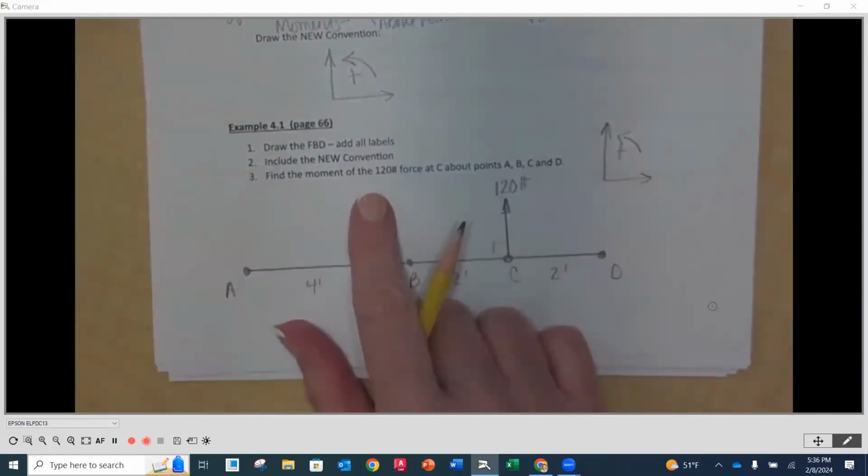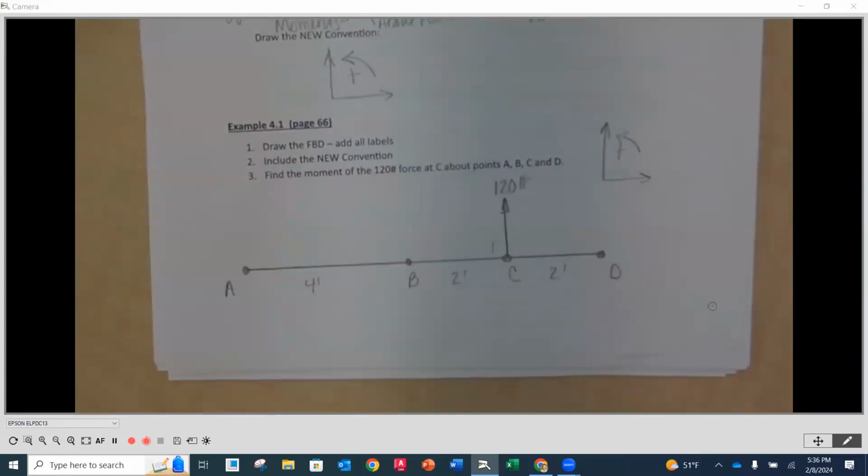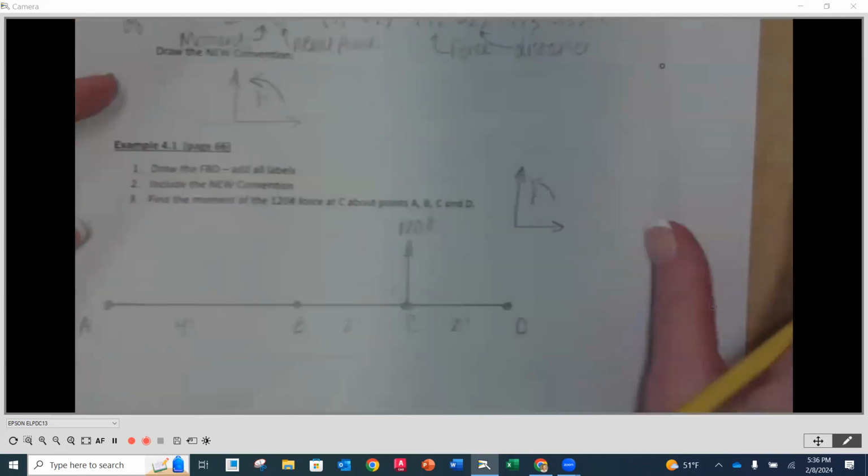And we want to find now the moment of the 120-pound force that's at C. We want to take the moment about points A, B, C, and D. Okay, so we've got plenty of room on the next page here. So I'm going to zoom out, bring this back, and I'm going to put that up there.